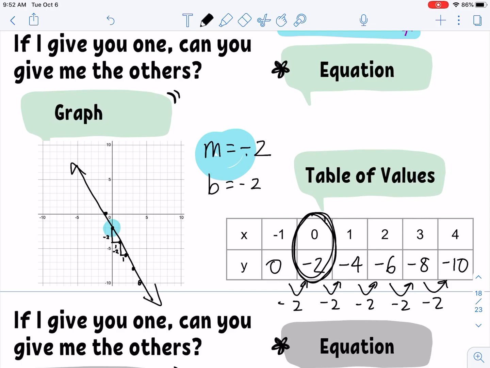But did you get the slope was negative 2? And the y-intercept is negative 2? Whoa. Y equals negative 2x minus 2.